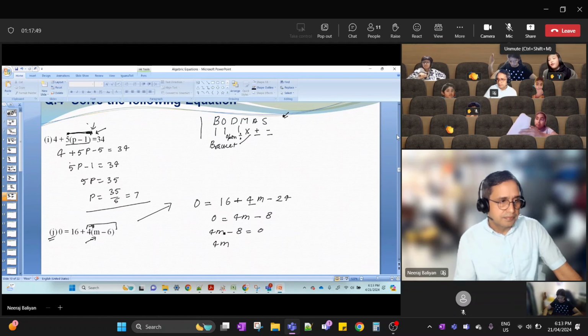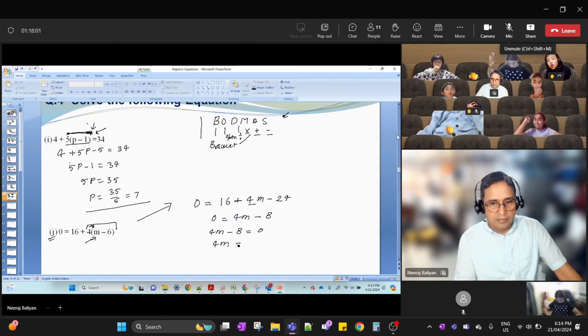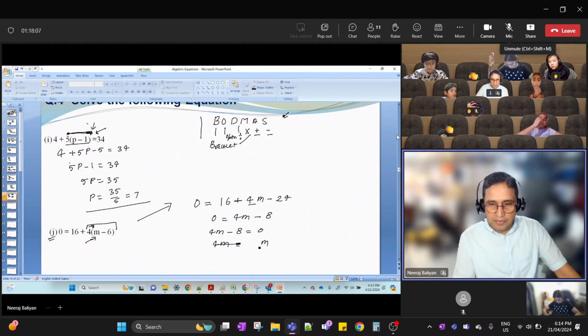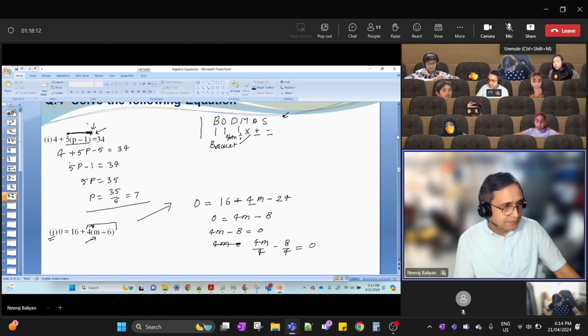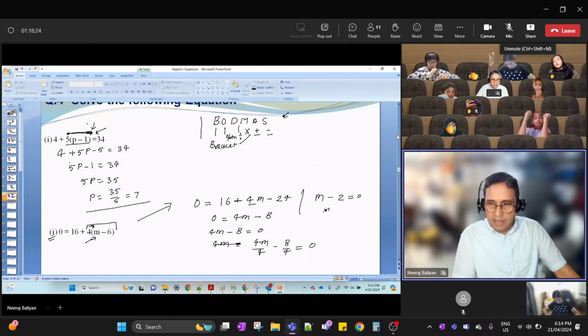The value of 4m is equal to 4 times m. So we can divide both sides by 4. 4m by 4 minus 8 by 4 is equal to 0, right? So it will become m minus 2 is equal to 0. So m is 2 because the difference is 0. Yeah, m is equal to 2 plus 0, which is equal to 2.